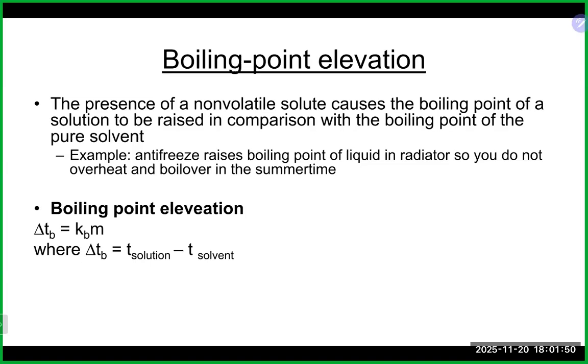Just like in the previous example for our freezing point depression, if your solvent was water, instead of freezing at 0 degrees Celsius, it would freeze at negative something in terms of its temperature with what is dissolved in there. We have a similar looking formula, and this is the change in the boiling point temperature is ΔTb = Kb times m.